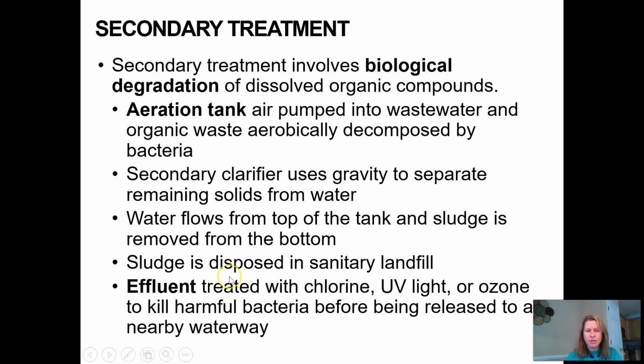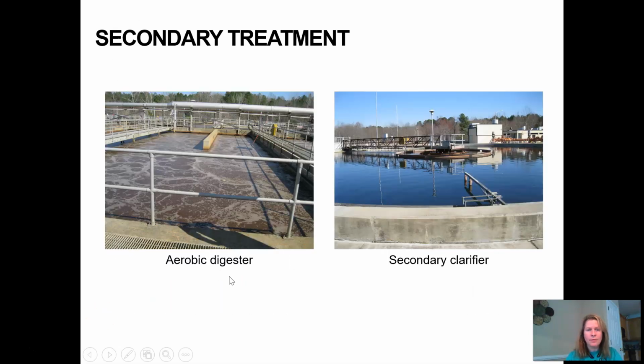And then we can discharge that directly to a waterway. So here's an example of an aeration tank, also called an aerobic digester. It's full of good microbes, good bacteria that are breaking down the waste, and lots of air. One little thing: you don't want to fall in here. That water is so aerated that it makes it impossible for you to float. You sink right to the bottom. So you never want to fall in one of those.